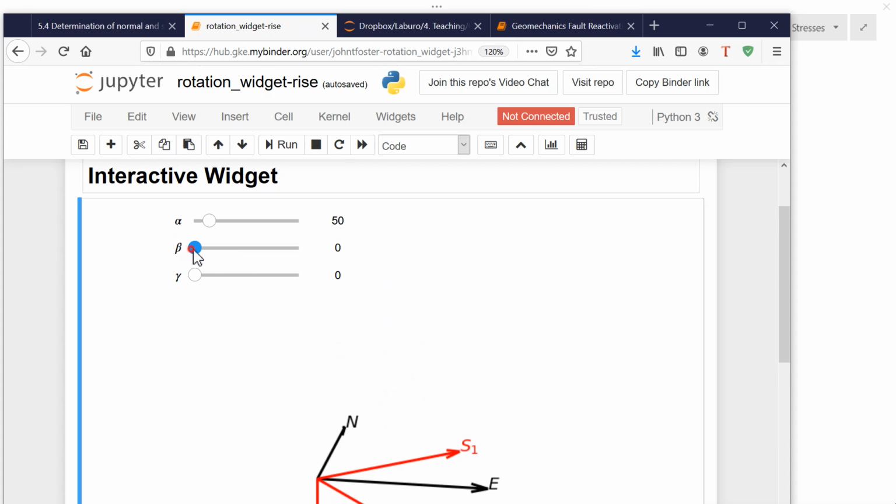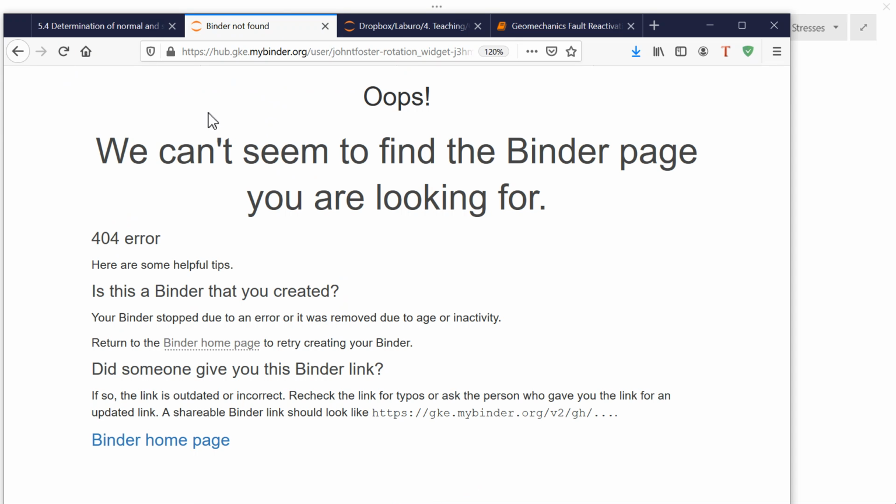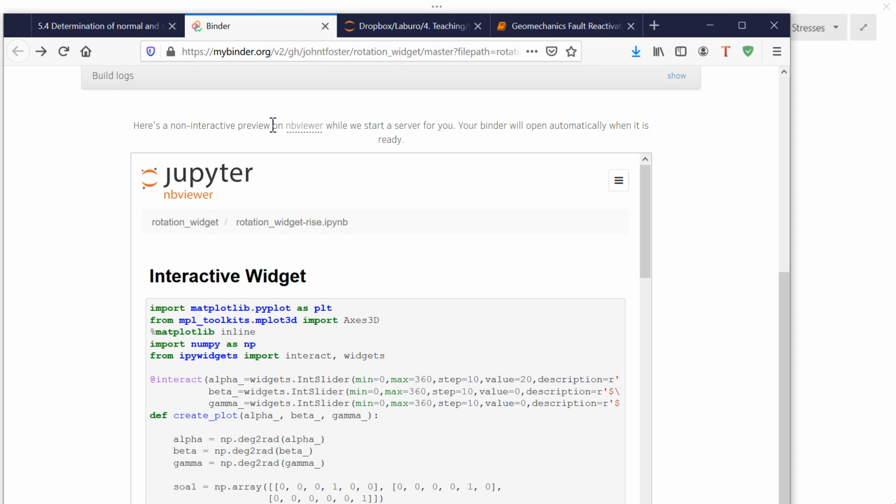Let's see if it's working. No, I'm going to have to run it again. I'm going to have to, okay, let's just wait a bit. I know this is going to work, so let's just wait a minute.